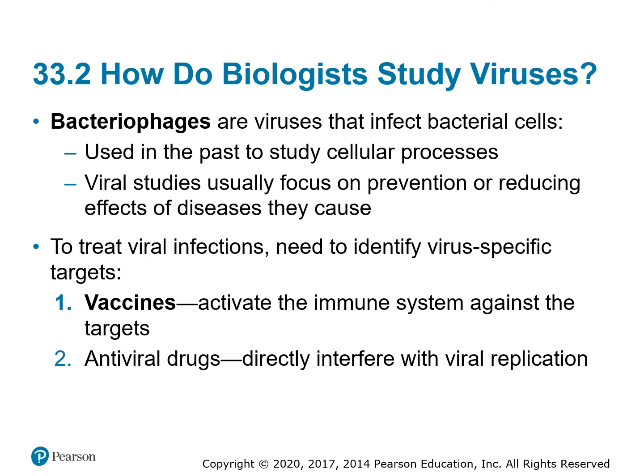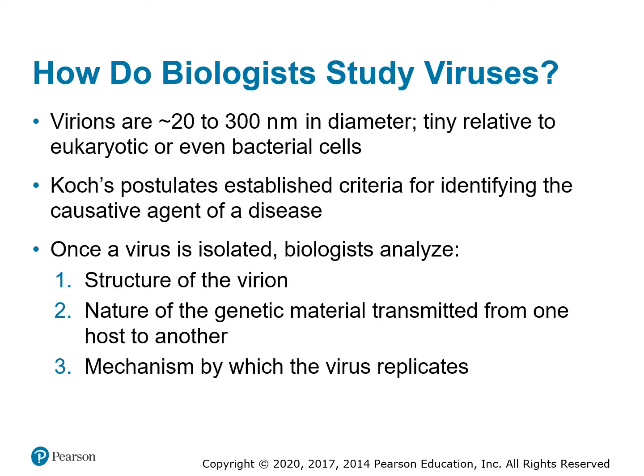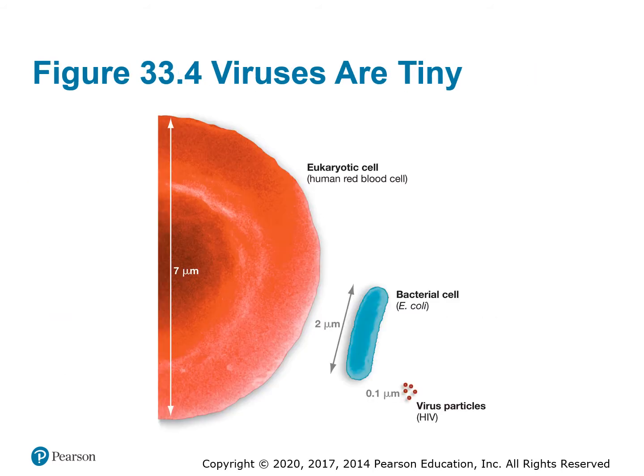Another thing that's come out of that is the antiviral drugs as well. So they are any drug that interferes with the replication of the virus. Virions are typically anywhere between 20 to 300 nanometers in diameter, and compared to a eukaryotic cell or even bacterial cells, they're really tiny. And again, Koch's postulates are really important for establishing the cause of the disease. Once the virus is isolated, you can get the structure, the nature of the genetic material, and the mechanism by which it replicates. These are all very important and essential for trying to develop either treatment or a vaccination for this virus. Here we see the comparison between the HIV virus, a bacterial E. coli cell, and a eukaryotic red blood cell.